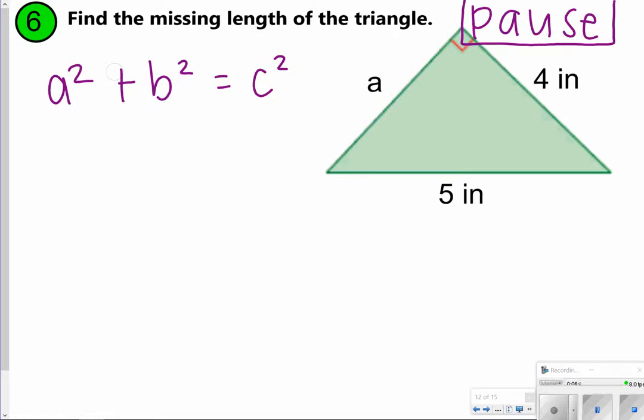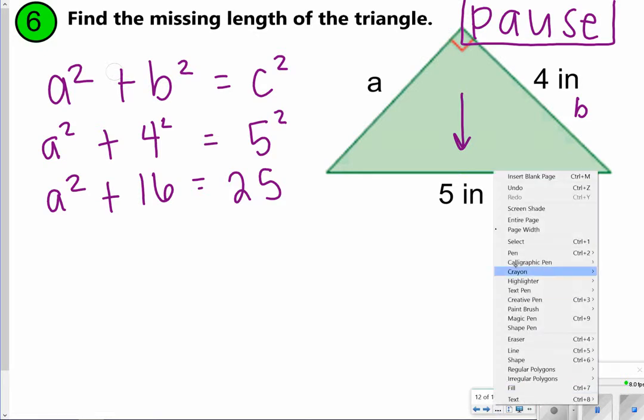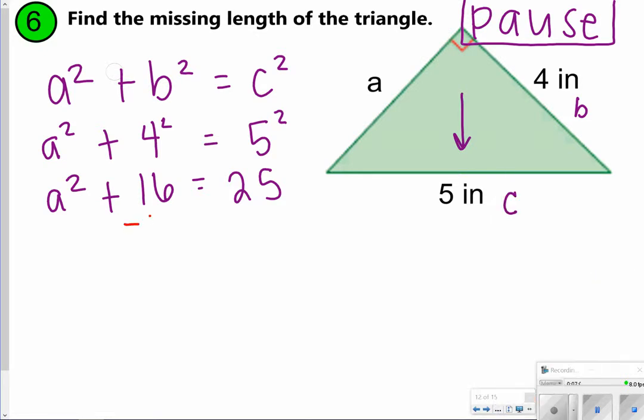Alright, since A is the mystery, I know that 4 will be B and 5 will be C. Remember, C is always across from the right angle. So A squared plus 4 squared is equal to 5 squared. A squared still remains the mystery. 4 squared is 16 and 5 squared is 25. In order to get 16 away from A, I'm going to have to do the opposite operation, which would be subtracting.